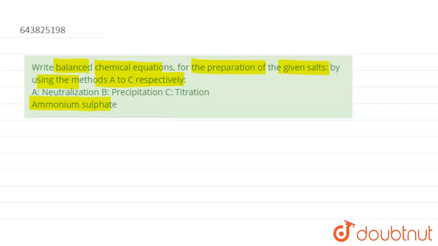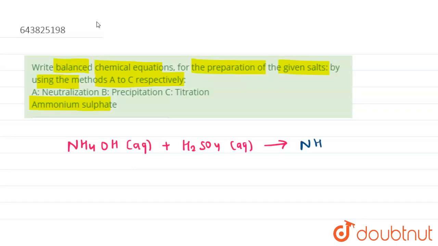So what we do, in order to synthesize ammonium sulphate, I take a base which is ammonium hydroxide, and I take an acid, sulfuric acid, let's say. What I do is mix them, and then I will get crystals of ammonium sulphate and water.